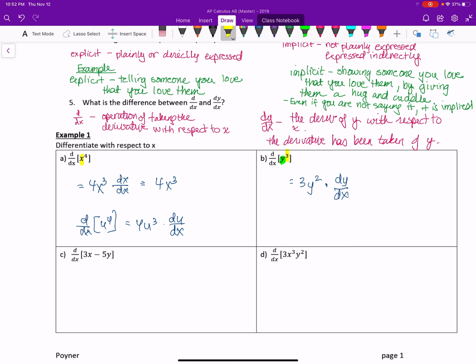Now I want you to try C and D on your own. Don't forget, in part D, you have to use the product rule. So I want you to give them a shot on your own first, and then see if you get the right answer.